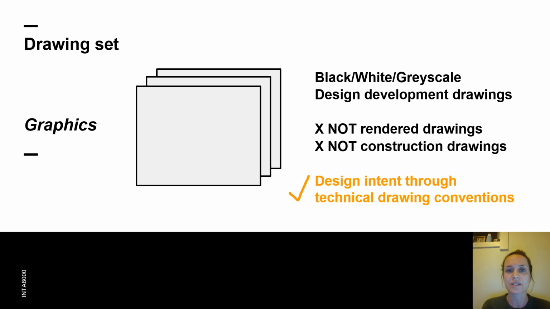Design development drawings. We are not asking for fully rendered plans and sections, and we are not asking for full sets of construction drawings or contract documentation. We are still asking you, and you did this well in assessment 2, to understand what your design intent is and how you might express this through the vehicle of technical drawing conventions. So how might you manipulate line weight? How might you manipulate solid and mass in figure-ground relationships? How might you manipulate shading, tone, or hatching to describe the materiality of your scheme?